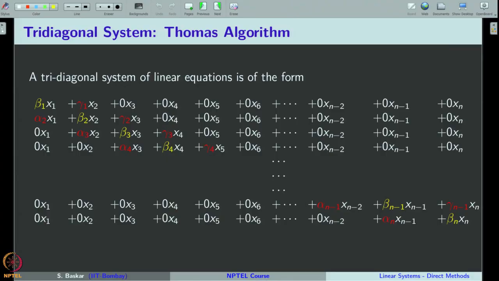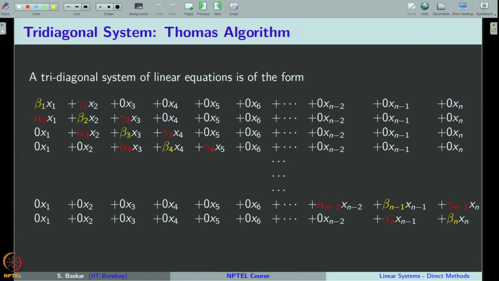Hi, in this lecture, we will learn to implement a slight variation of Gaussian elimination method called Thomas algorithm, which is applicable if the coefficient matrix A is a tridiagonal matrix. We will first see how to do Thomas algorithm, and then we will also learn to implement Thomas algorithm in this lecture.